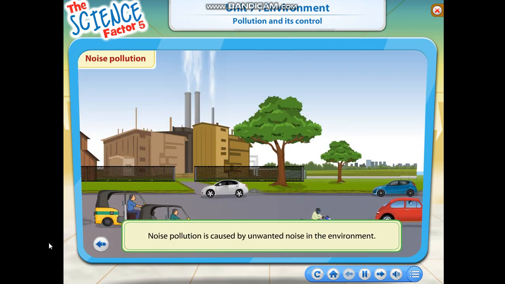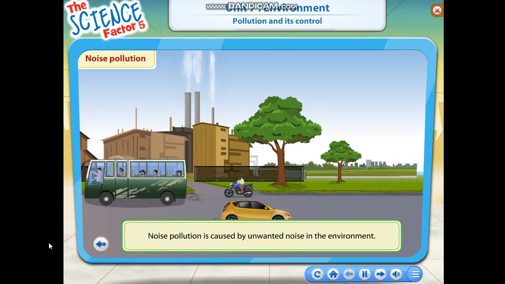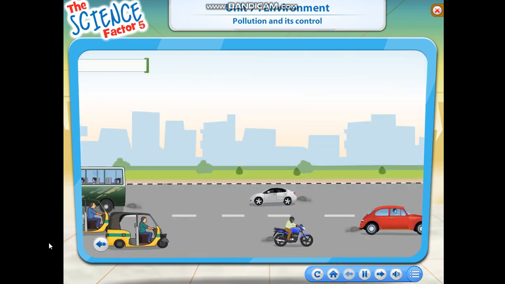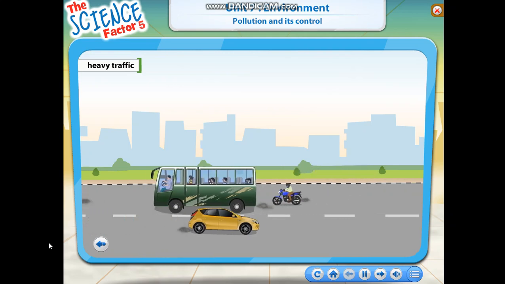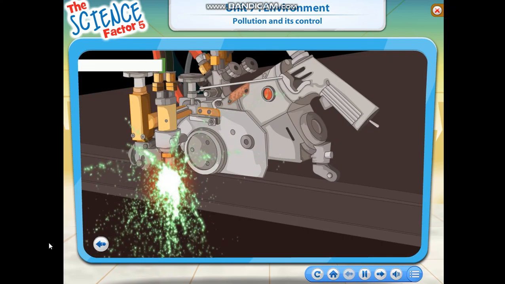Noise pollution is caused by unwanted noise in the environment. Loud noise is harmful for living beings. Harmful noise is usually made by heavy traffic on roads, aeroplanes, and industrial machinery.